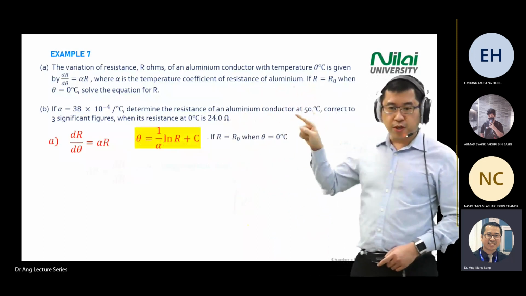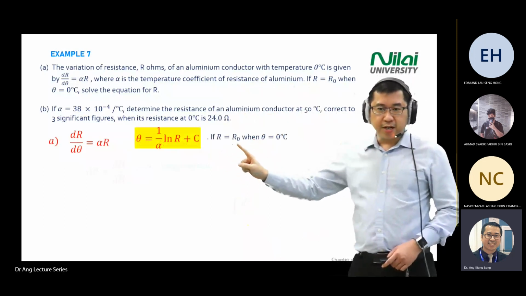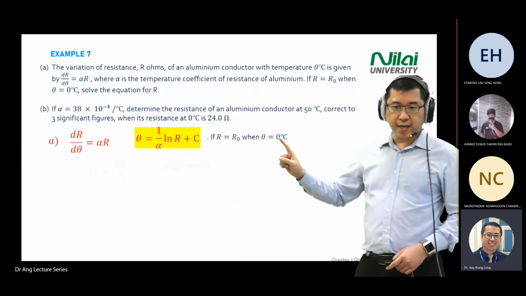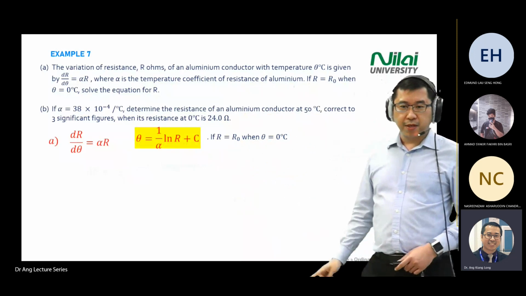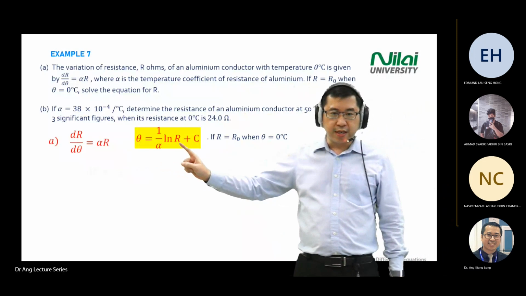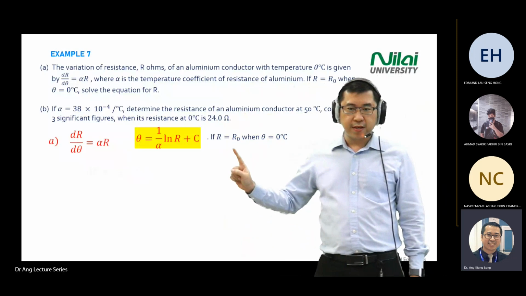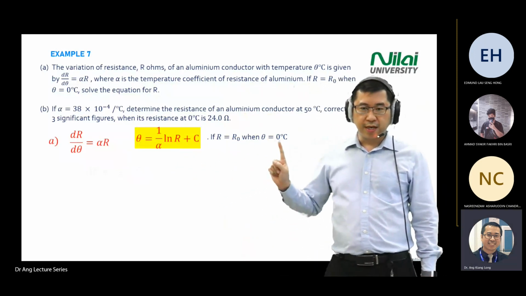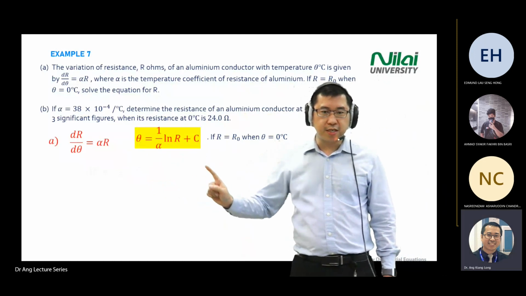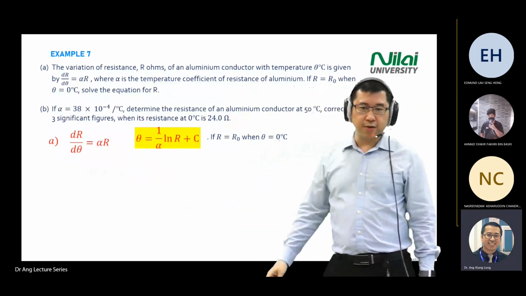So when r equals r0, when your temperature theta equals 0 degrees C. So basically, in your equation here, you have your temperature and your r. This one is given in the question. So you just substitute this one inside here, then this one inside here. So in the whole equation, you are only left with C. Alpha is just a constant value. You don't touch it. So you rearrange the equation.